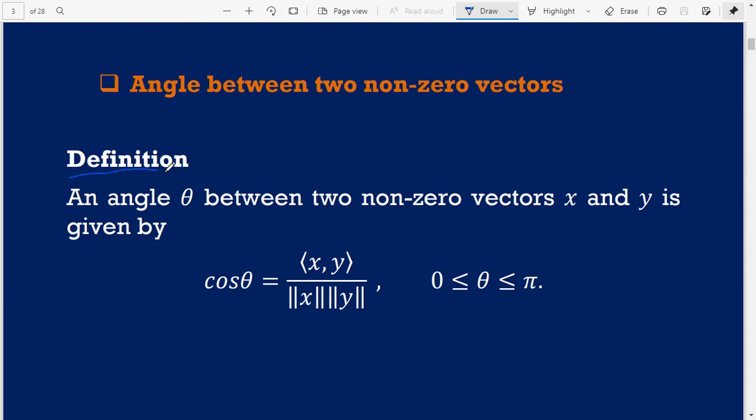Definition: an angle theta between two non-zero vectors x and y is given by cos theta is equal to inner product x with y upon norm x into norm y, where theta lies between 0 and pi, that is, 0 is less than or equal to theta less than or equal to pi.